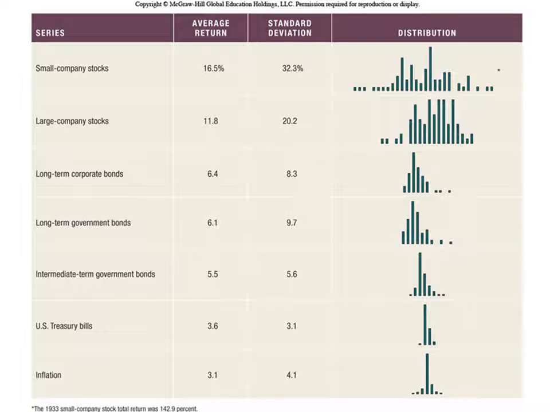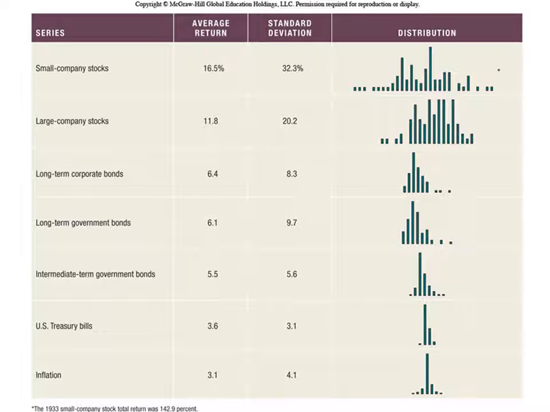The next thing I want you to think about from this chart is risk premium. Remember earlier we said that the risk premium is the return on a risky asset minus the risk-free rate. We use the United States Treasury bill as our proxy or stand-in for the risk-free asset. And so the return on the U.S. Treasury bill is our proxy for the risk-free rate. Here it's 3.6%. So the risk premium on large company stocks would be 8.2%.